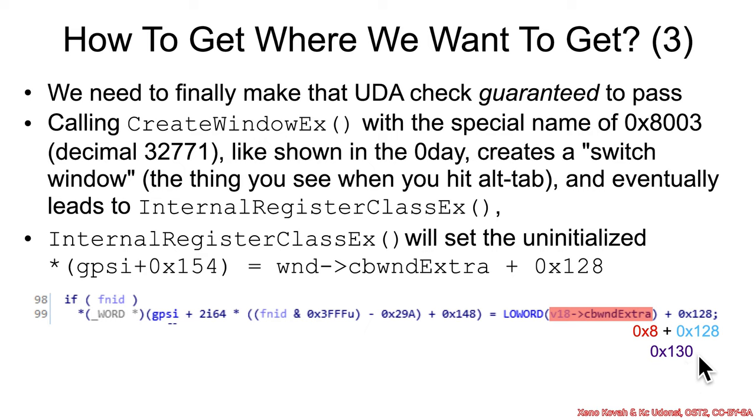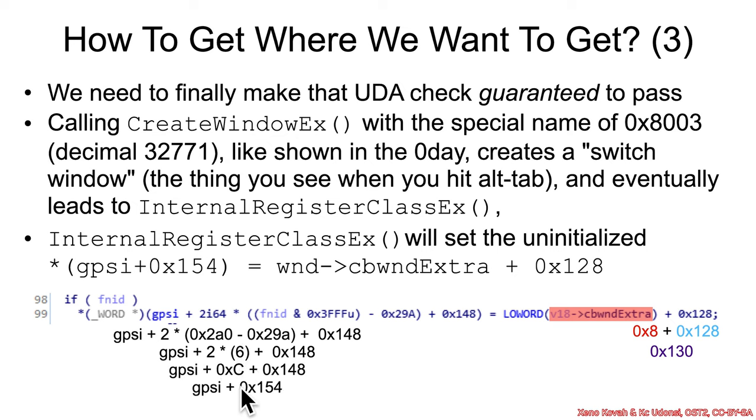I'm showing it purple here instead of my typical blue to red transition, so purple is sassy in this context. So 130, doing all this calculation, boom, boom, boom, a little bit of math, all of that calculates out to gpsi plus 154. That is the memory location of interest. So ultimately, this is assigning hex 130 into gpsi plus 154, which is set to a known sassy value.